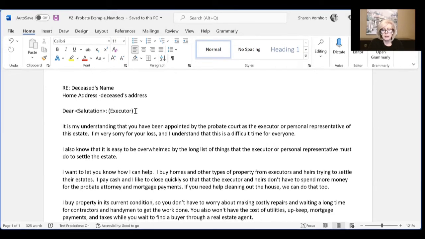Now, the next part, you can do what I call a condolences or a no condolences letter. This has a no condolences letter, sort of. You do mention the loss, but I like to go ahead and mention the loss for one reason. They are going to ask you how you heard about this property. I like to get that out right front and center and just put it out there. So I would say something like this. "It's my understanding that you've been appointed by the probate court as the executor or personal representative of this estate."